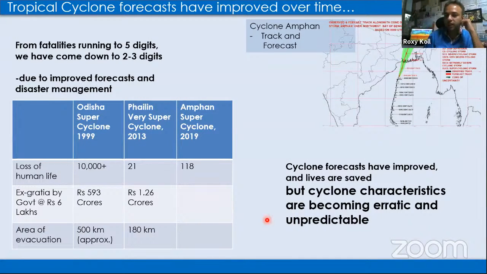But there is a catch here. These cyclone characteristics now are becoming erratic and unpredictable. Why is it so?